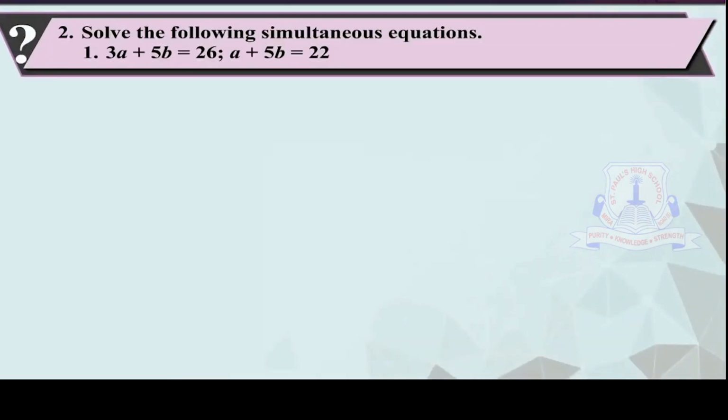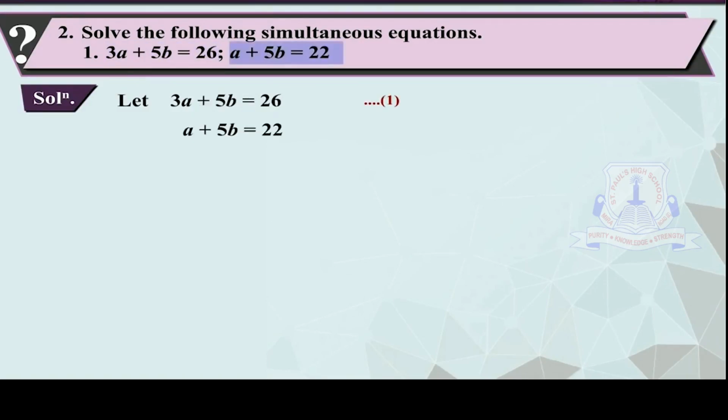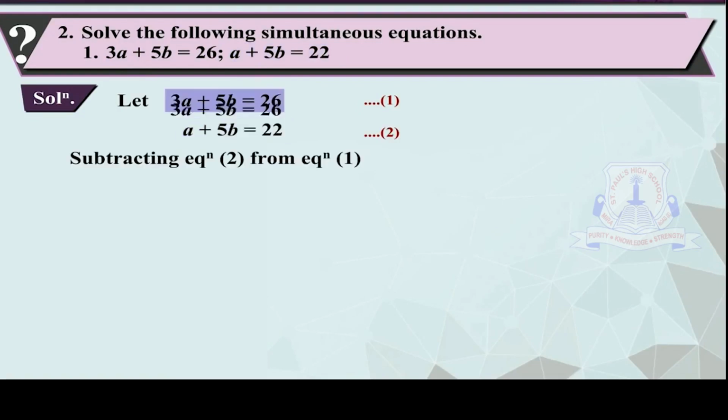Complete the boxes in this question. We are doing question number 2, first one. 3a plus 5b equal to 26. A plus 5b equal to 22. Let 3a plus 5b equal to 26, equation 1. A plus 5b equal to 22, equation 2. Subtracting equation 2 from equation 1.